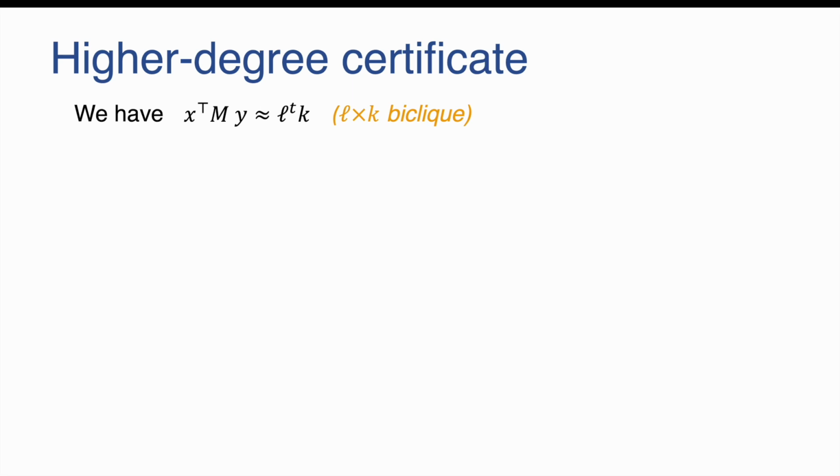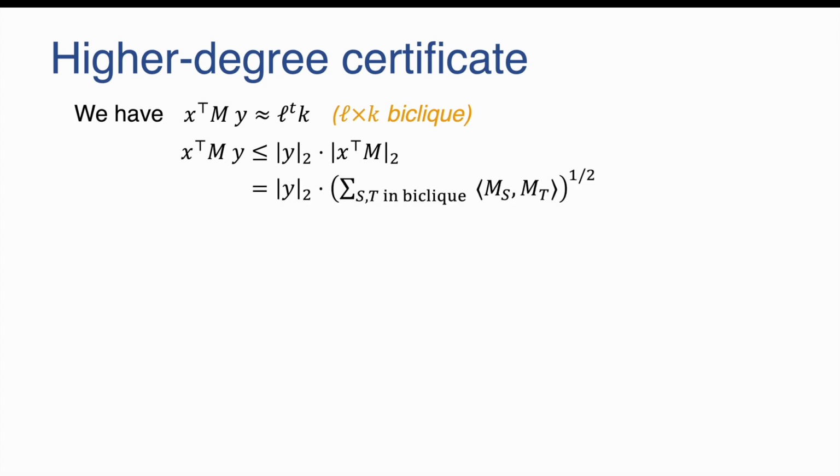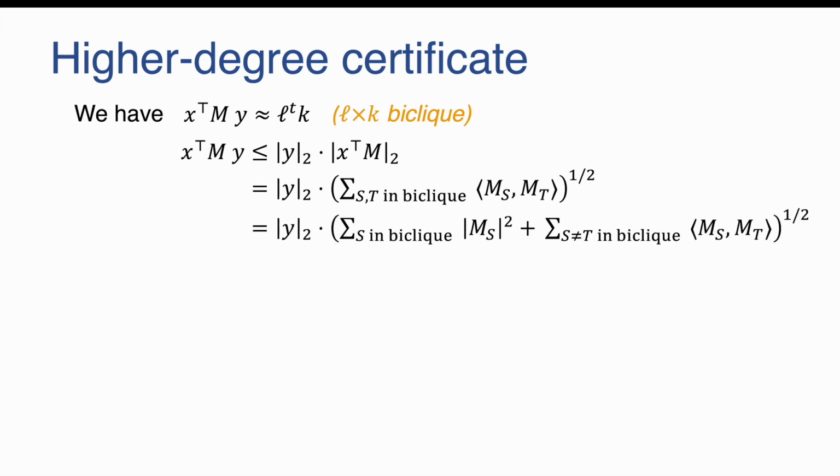And now we also want an upper bound on this quantity. By Cauchy-Schwarz, we have that this is at most norm of y times norm of x transpose M. In the next step, I'm going to expand the second term. This is actually equal to summing over all sets S and T of size at most t that are in the left-hand side of the biclique, and taking the inner product of the respective rows of M_S and M_T. Now we can separate this into the part where S is equal to T and the part where S is different than T. And when S is different than T, we can actually use our certificate. Our certificate says exactly that this inner product is at most root t times n.